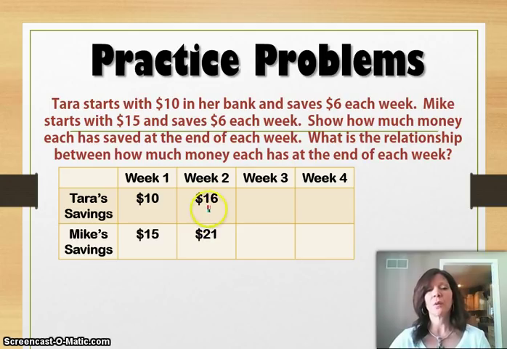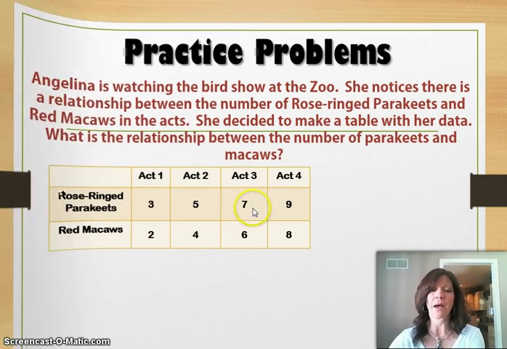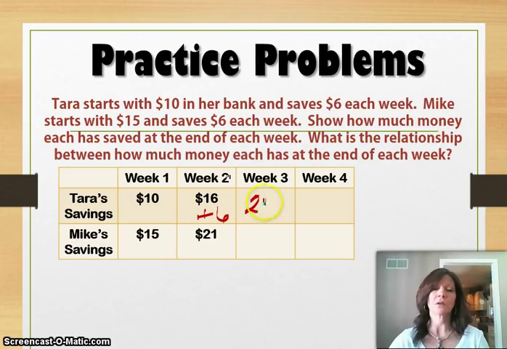All right, so if you added 6 every time to both of them, 16 plus 6 is $22. I have to go back, sorry. $22.